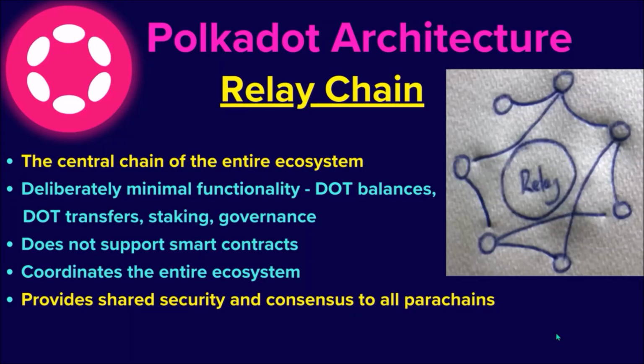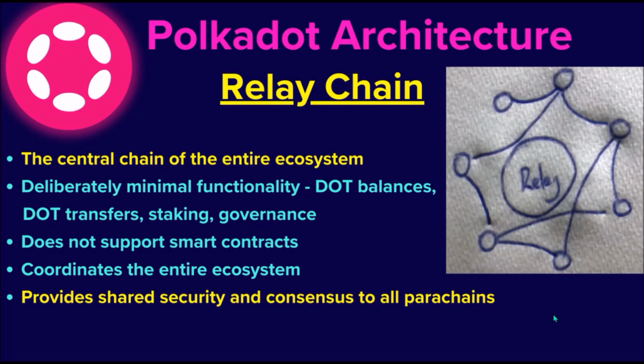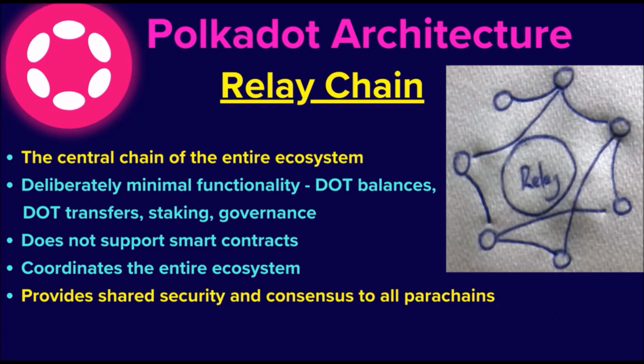First, Polkadot relay chain. The relay chain is the central chain of the entire Polkadot ecosystem. The relay chain has deliberately somewhat minimal functionality, so on the relay chain you can create an account, hold DOT, transfer DOT from one account to another. You can stake your DOT, both in the open graph, or transfer DOT from the relay chain to parachains via XCMP channels. Polkadot relay chain also doesn't support smart contracts. The main responsibility of the relay chain is to coordinate the entire ecosystem as a whole and provide shared security and consensus to all parachains.